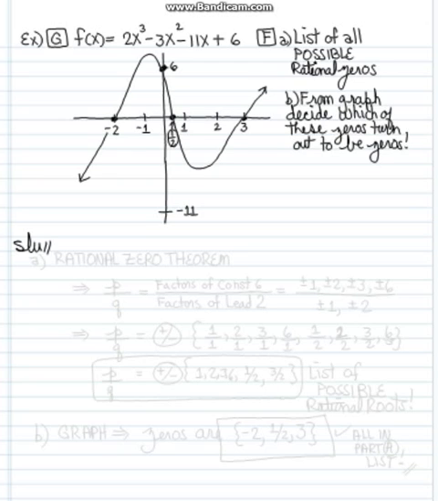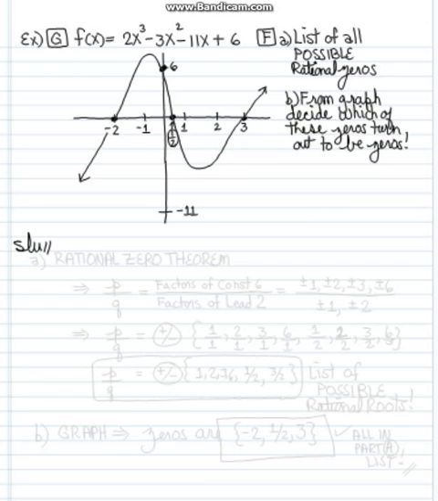Now we're given a nice polynomial function that has all integer coefficients, no fractional coefficients, no decimals, all whole numbers on the coefficients. F of x equals 2x cubed minus 3x squared minus 11x plus 6. We're asked to find a list of all the possible rational zeros.